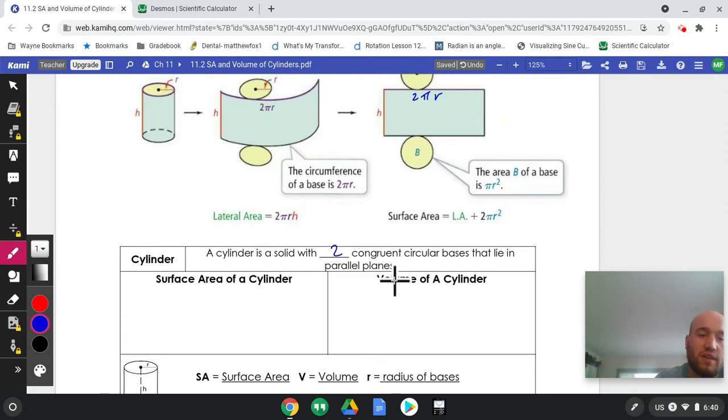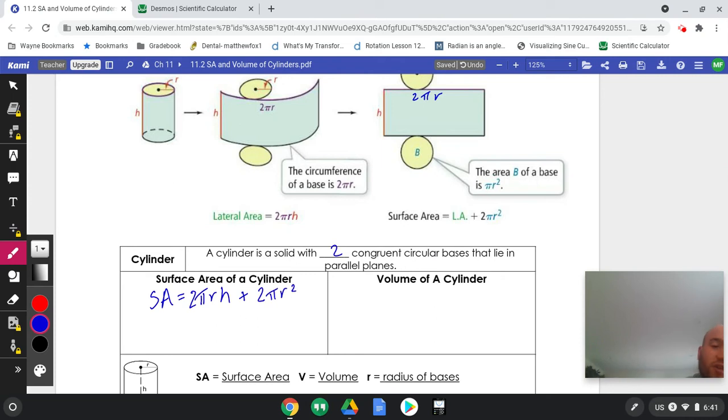Now, for surface area, we can either write it out. So as you can see, the lateral area, this 2 pi r times h. So you could do 2 pi rh plus the 2 pi r squared. Okay, that's one way to do it.